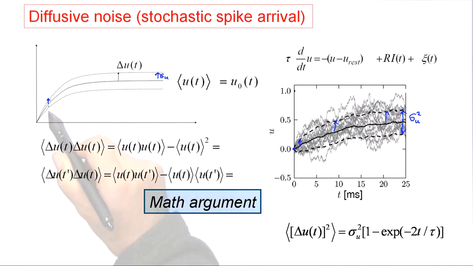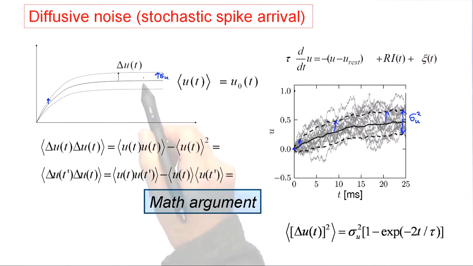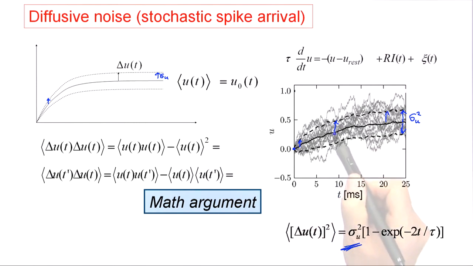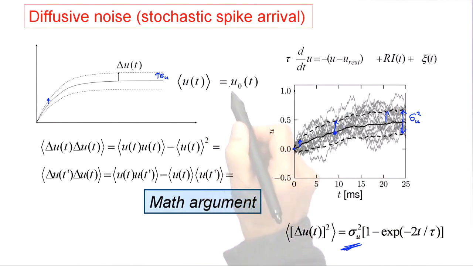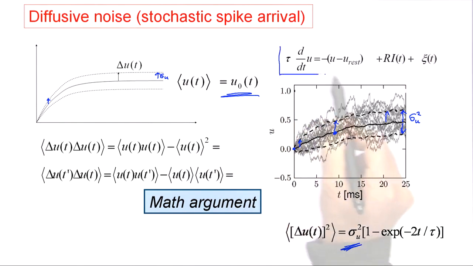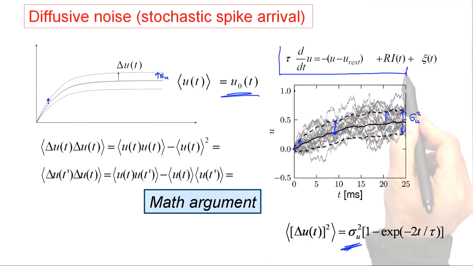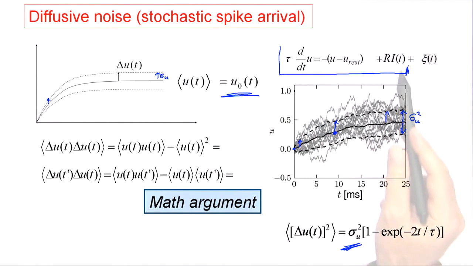The standard deviation does not increase infinitely. It saturates at some final value. And this is expressed here. That's the final value, and that's the approach towards this final value. Now, the mean, this value u0, the mean at any moment t, can be calculated by considering the equation just up to this part here. We integrate the deterministic part of the input current.